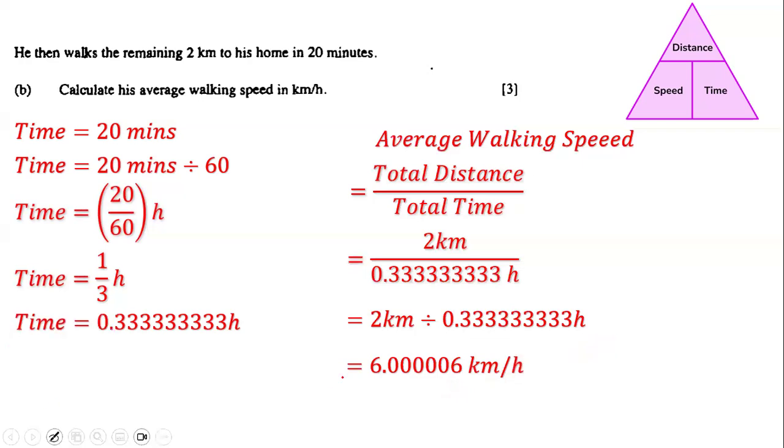And so the average walking speed expressed correct to the nearest whole number is 6 kilometers per hour. So let's round this to the nearest whole number. The average walking speed correct to the nearest whole number is 6 kilometers per hour. And that's the answer to this question.